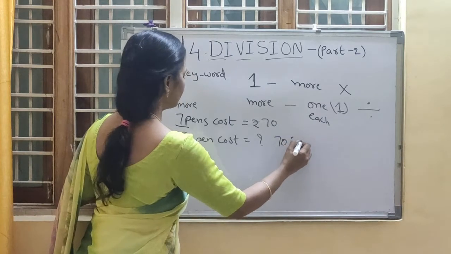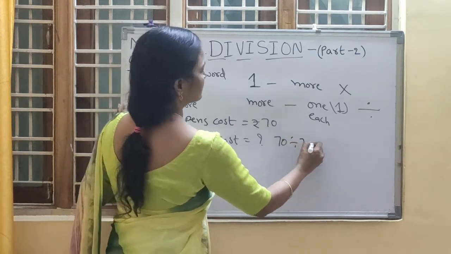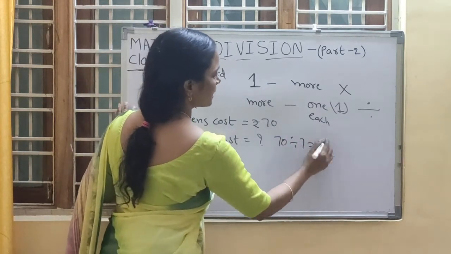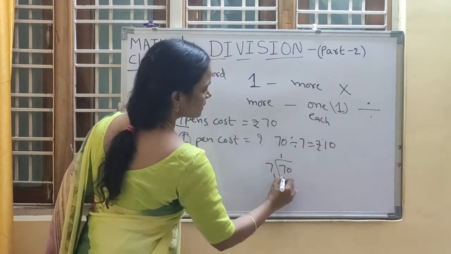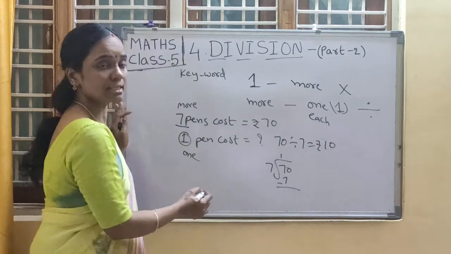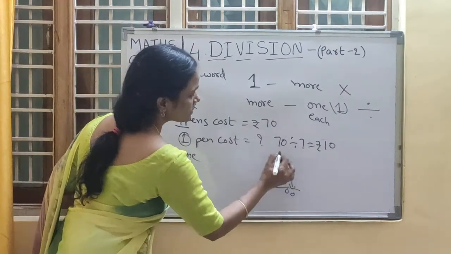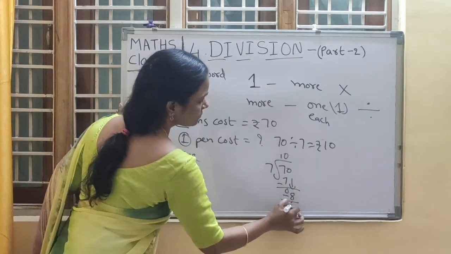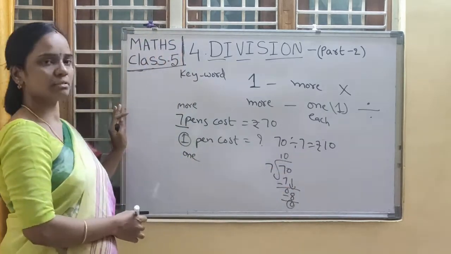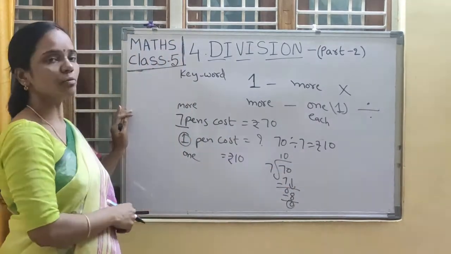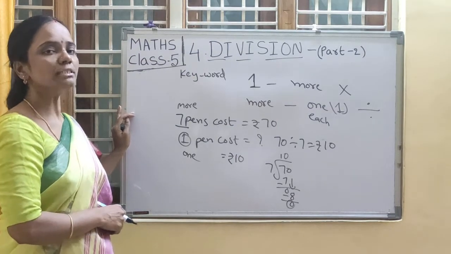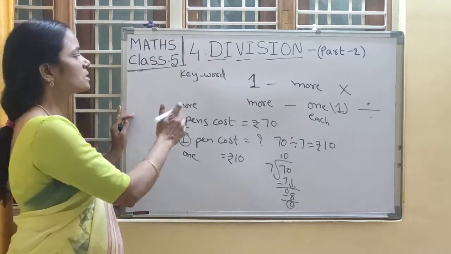Then 70 divided by 7 is equal to how much? 10 rupees. 7 1 ja 7. 7 minus 7 is 0. Bring down 0. 7 zeros are 0. So how many rupees? 10 rupees. So one pen cost is 10 rupees. So giving more objects and asking for one means we have to take division. So this is the keyword.